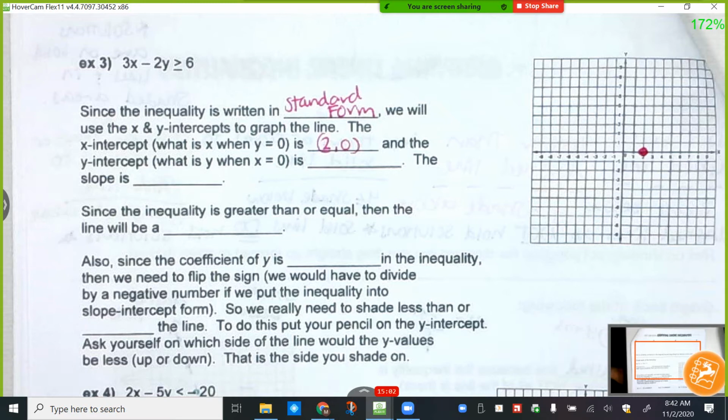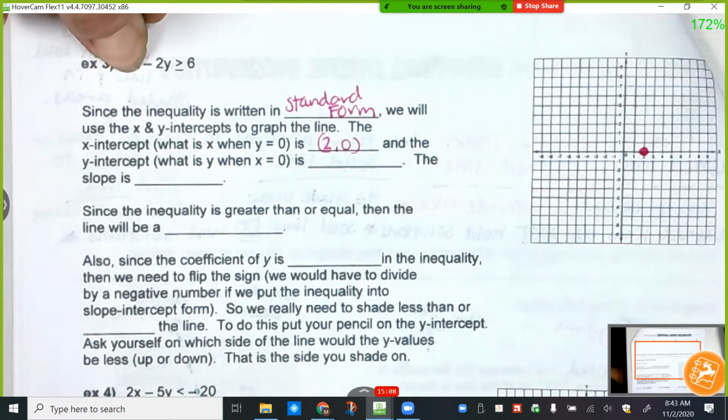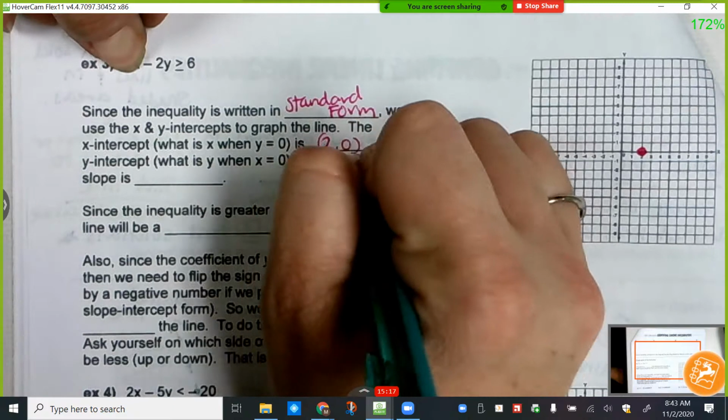And then the y-intercept, which is where x equals 0, so I'm going to cover up x because anything times 0 is 0. That's why I'm able to do that. How would I solve this one? Divide by negative 2. What's 6 divided by negative 2? Negative 3. So I know that it's negative 3.